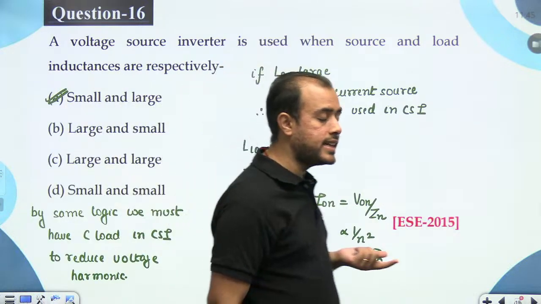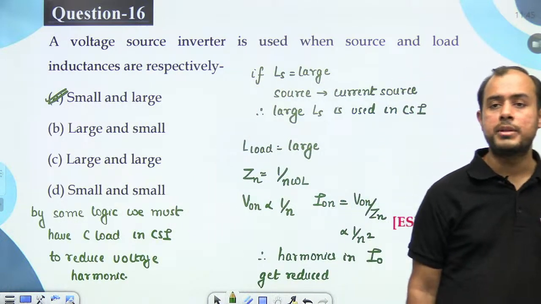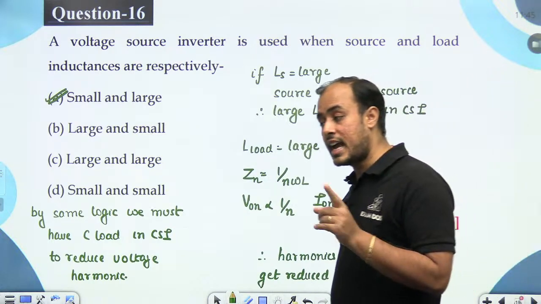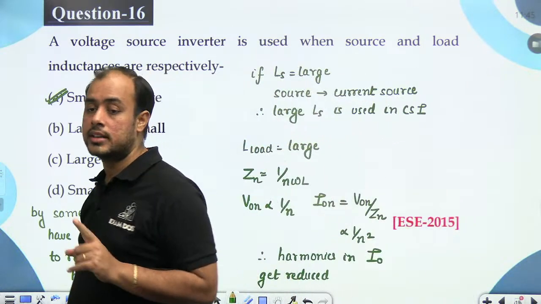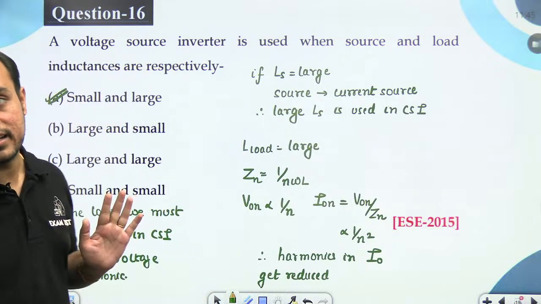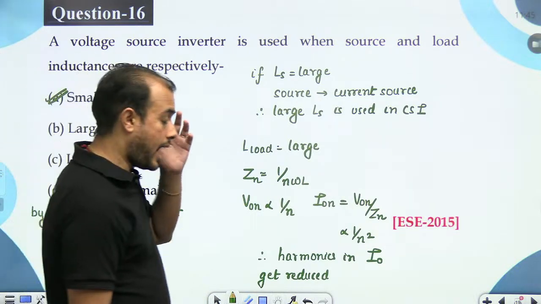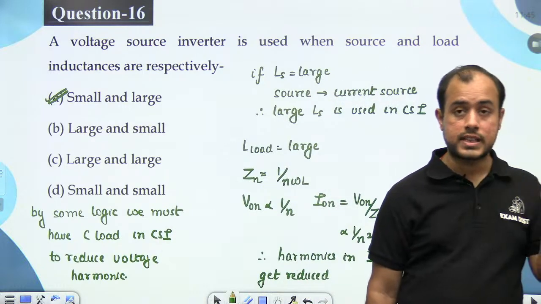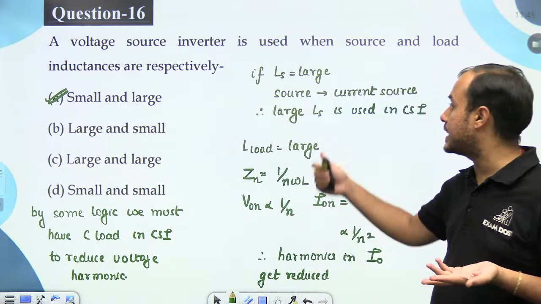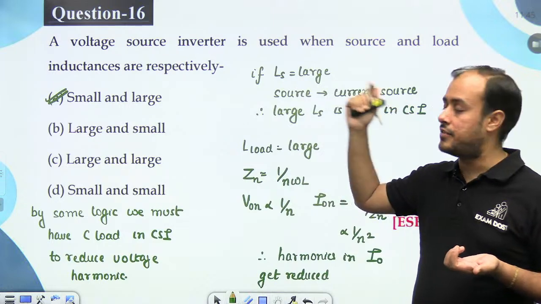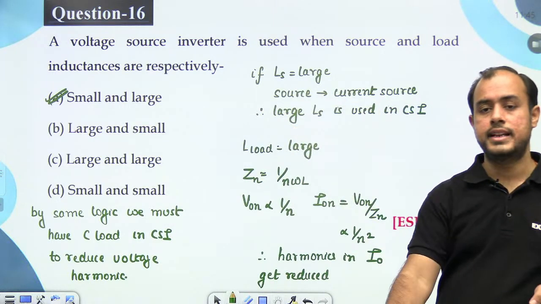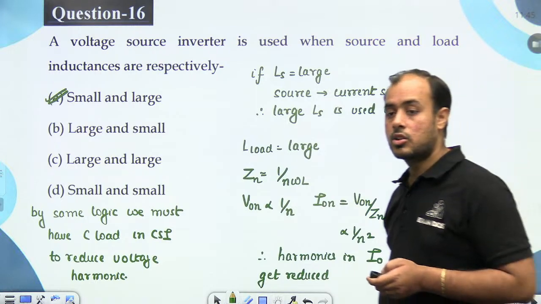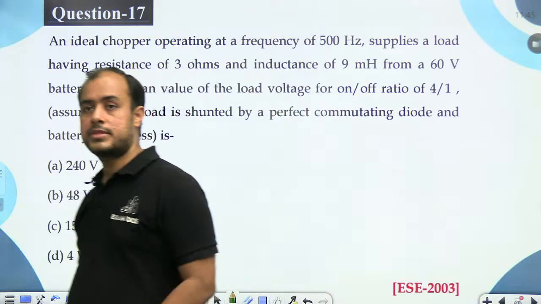In case of CSI, the current waveform is fixed. The current waveform is a square wave. So if we have a large capacitance in the load, the voltage harmonic will get reduced. And in case of source inductance, large source inductance makes the source a current source. So in CSI, we use large source inductance. In VSI, small source inductance. Okay, clear हुआ concept इसका? Concept clear है भाई? चलिए.